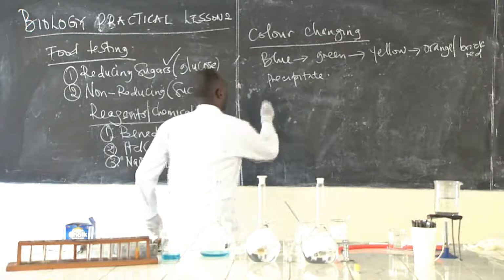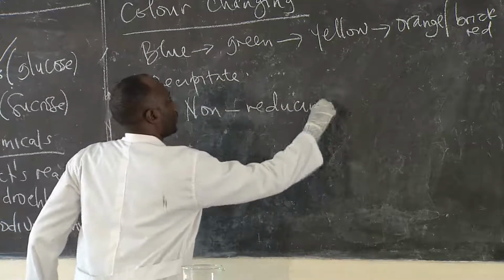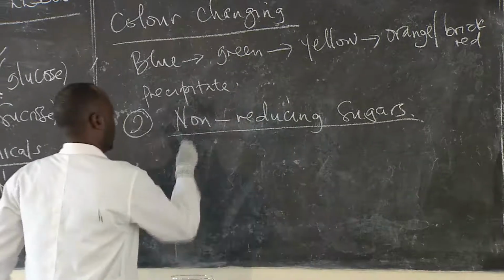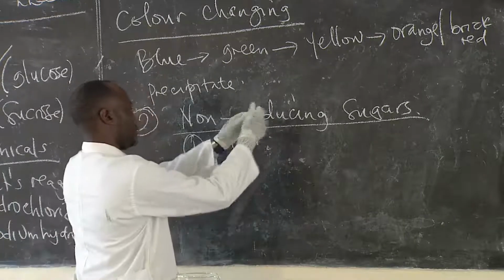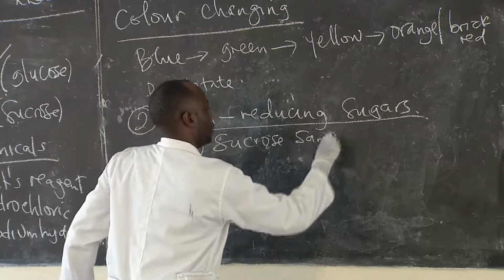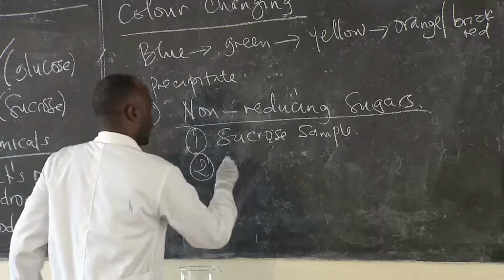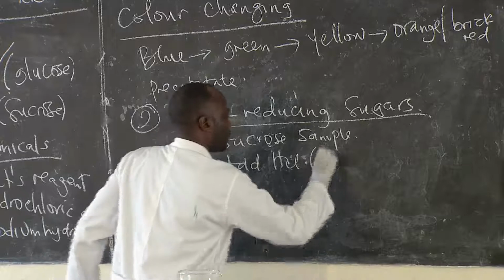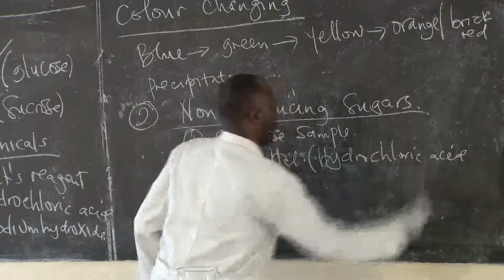We are now on number 2, which is non-reducing sugars. Let's talk about the procedures. Procedure number 1, you get a sucrose sample. Then number 2, to the sucrose you add HCl, hydrochloric acid.